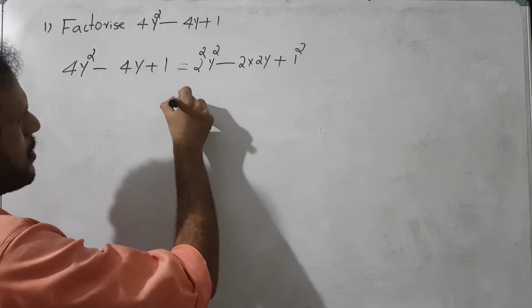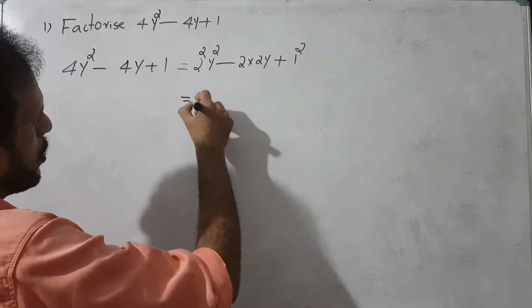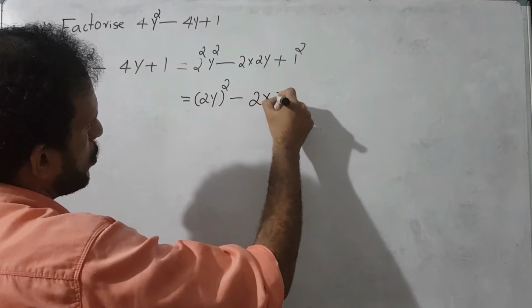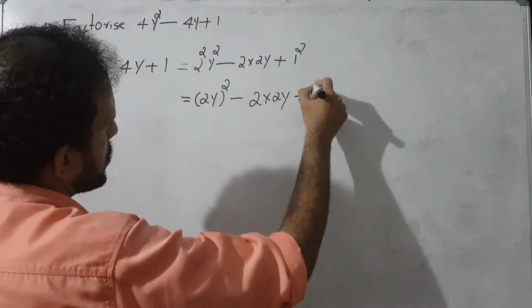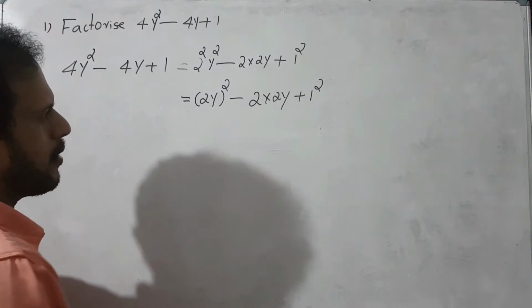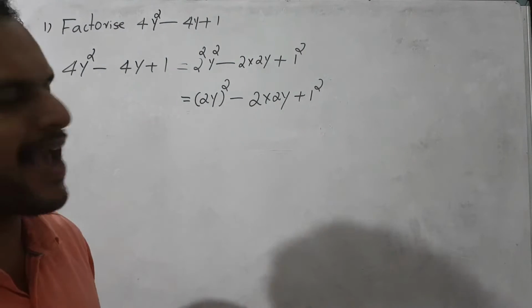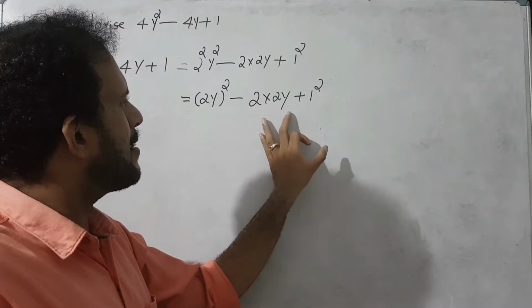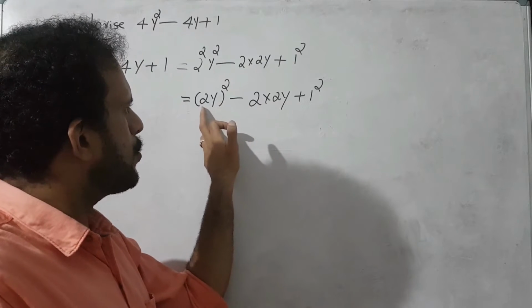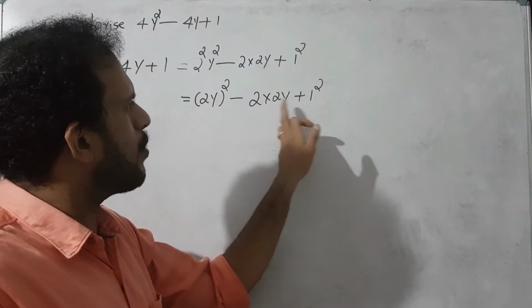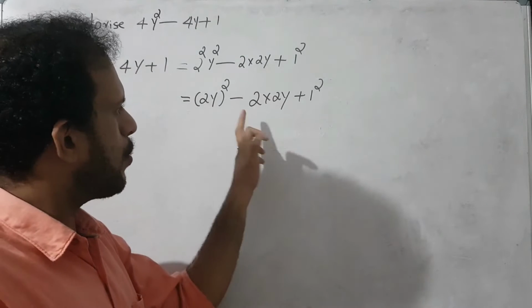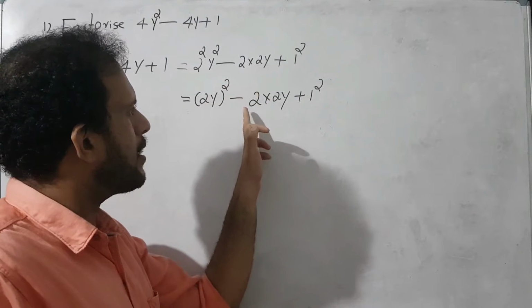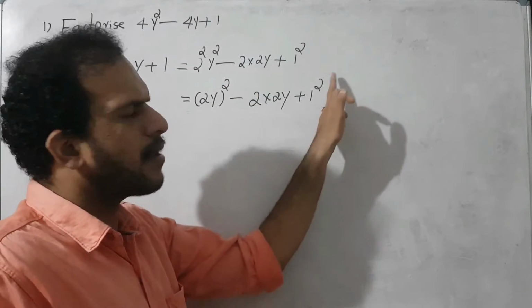So what is the next step? It is equal to 2y whole square minus 2 into 2y plus 1 square. Correct? Then what is this form? This one is the expanded form of a square minus 2ab plus b square, where ab means a into b. 2y into 1, that is 2y. Okay? So a square minus 2ab plus b square.